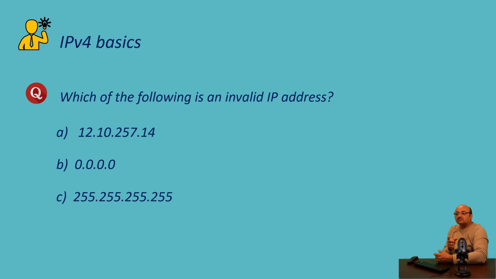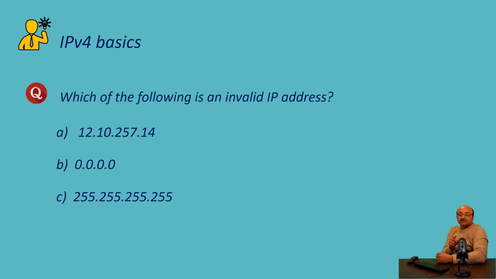So let's look at option A. Here it says 12.10.257.14. Now let's observe a single byte at a time. The first byte is 12, which falls under 0 to 255, good. The second byte is 10, which falls under the range 0 to 255, good. The third byte value is 257, which is outside the range 0 to 255, and hence this IP address is considered an invalid IP address.